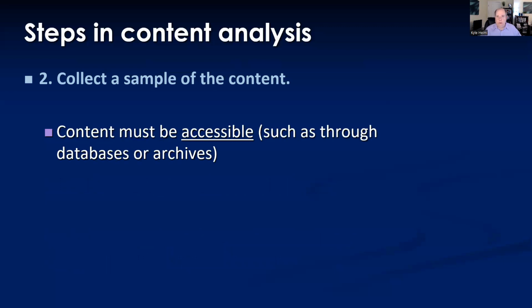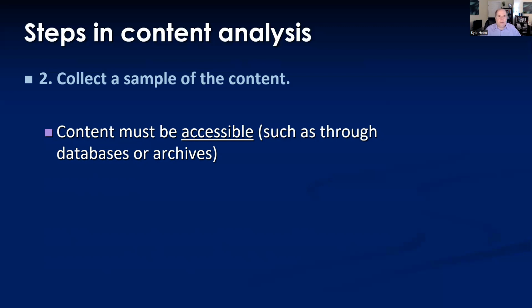Once we know what it is we're trying to find out, we need to gather up a sample of the content that we need in order to test our hypothesis. Now, that means you have to actually find the content. It needs to be readily accessible. The good news is that these days, so much stuff is available to us through various databases or archives that, for lots of different types of topics, it's not that hard to find the content that you need. But in other situations, it could be a big challenge.